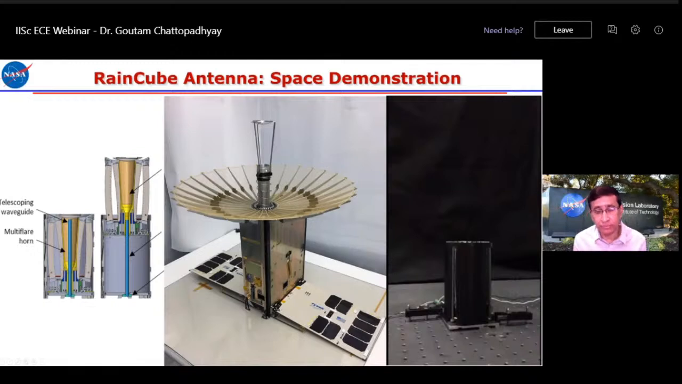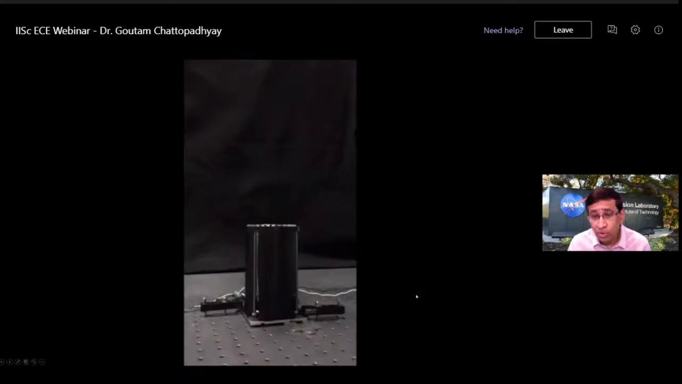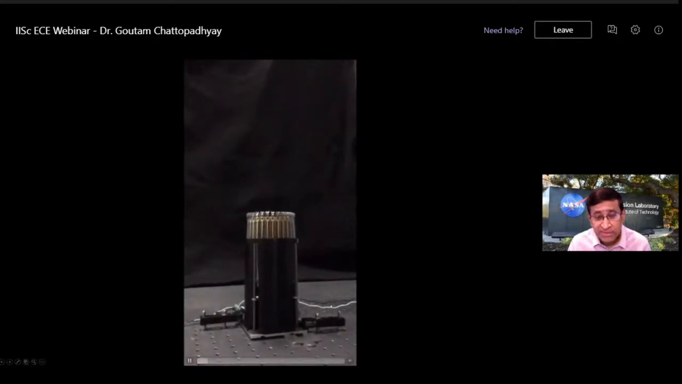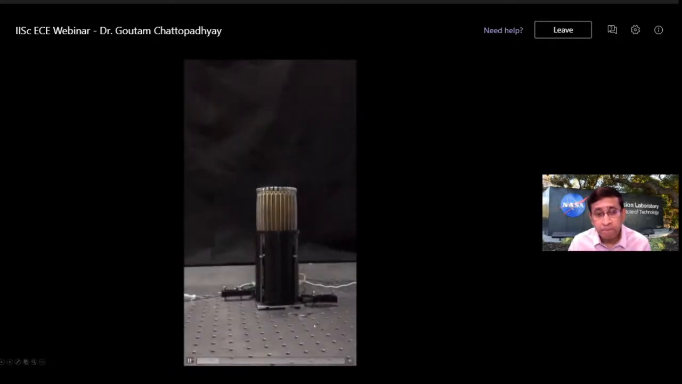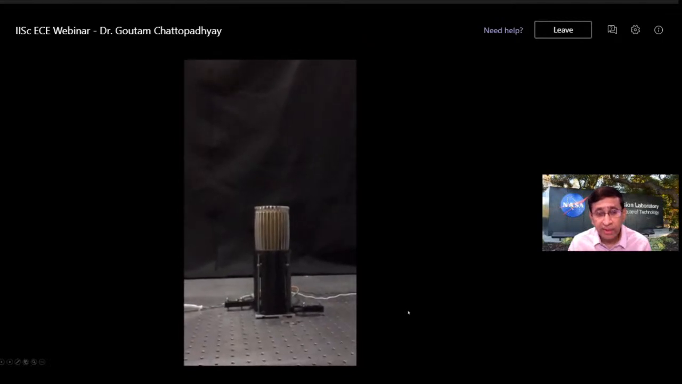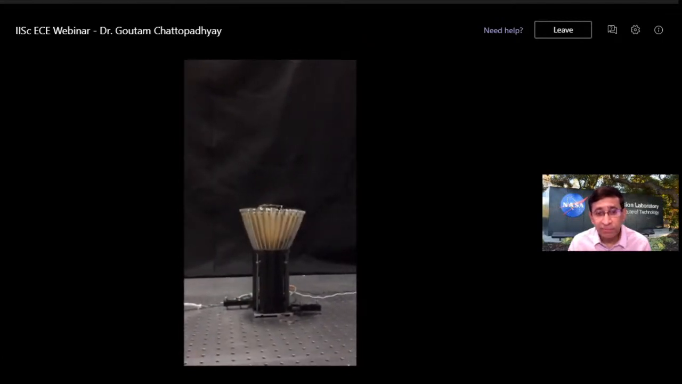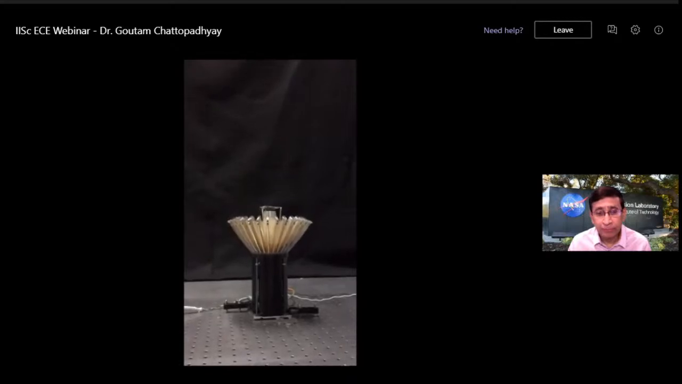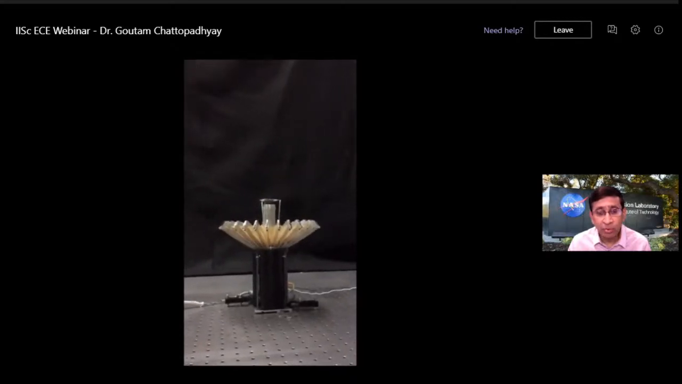flare angle horn, and then there is a subreflector that needs to be launched as well. I'll show you in a video. This is the mesh antenna that is foldable. It actually worked. Let's see if the video works. In the lab, you can see this is spring loaded. You just release it. I hope the video is playing well. Sometimes, because of networks, you can see it is getting deployed.